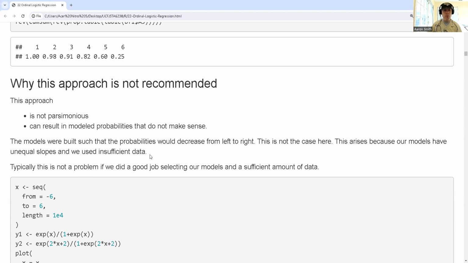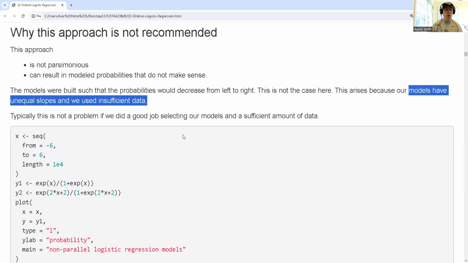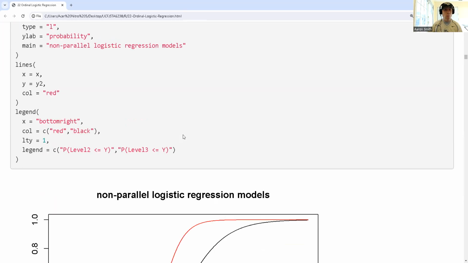The probabilities getting screwed up arises because these individual models, if I did 5 different models, are going to have different slopes on the same predictor variables. And because of that, we can get intersections when I plot the probability curves. And where I have intersections is where things won't make sense. So let's go ahead and draw a picture to show this to you.